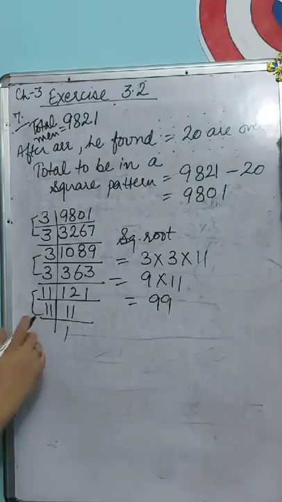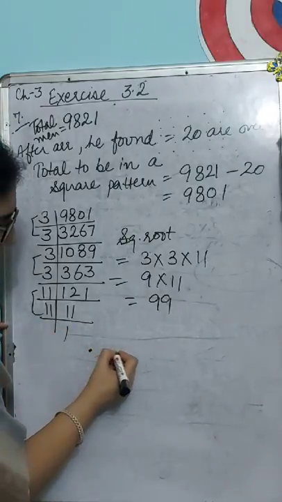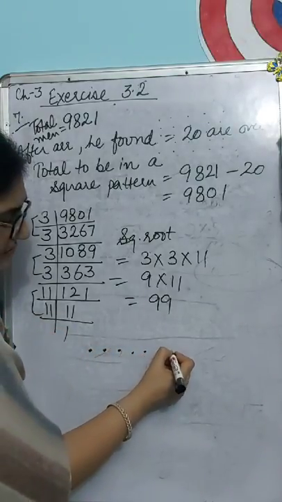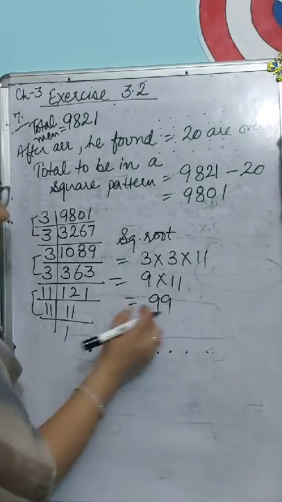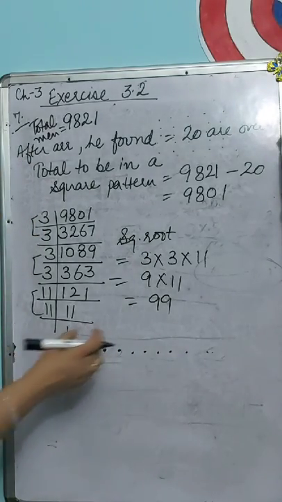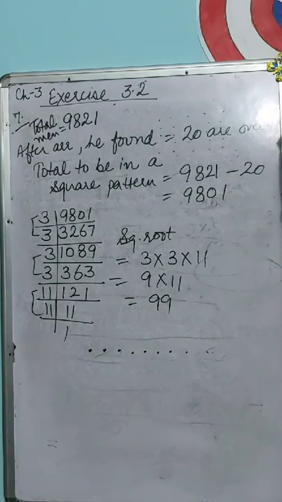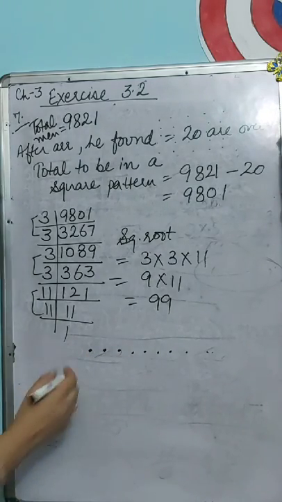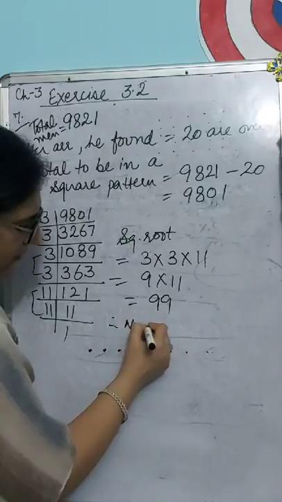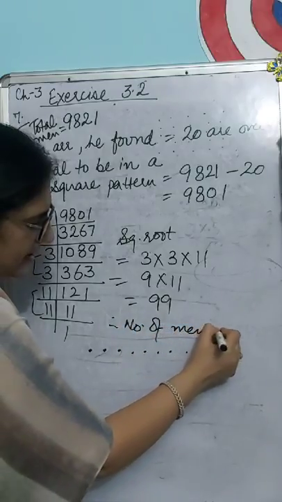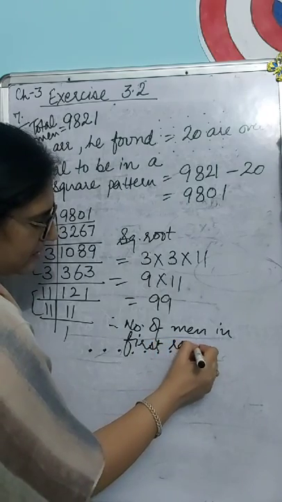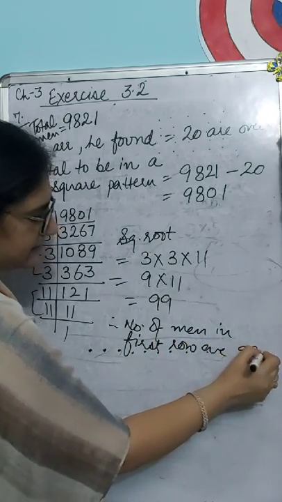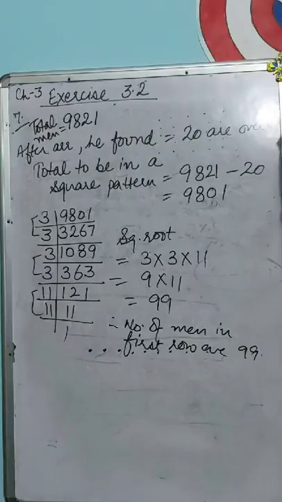What is this 99? The number of soldiers standing in the front row is 99. The number of rows is equal to the number of columns, only then a square is formed. So this 99 is the answer to your question, find the number of men in the first row. Therefore the number of men in the first row are 99. Fine. Next, moving on to the 8th question.